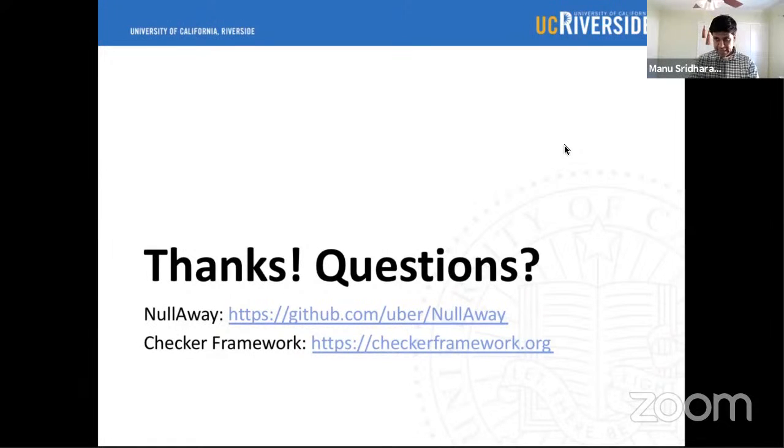Yeah, I think that's a fantastic idea. So already NullAway is architected in a way that a user can provide their own models of third-party libraries. So it's easily extensible with whatever third-party library models you want to provide.